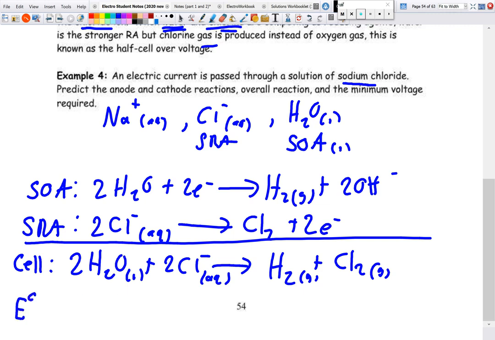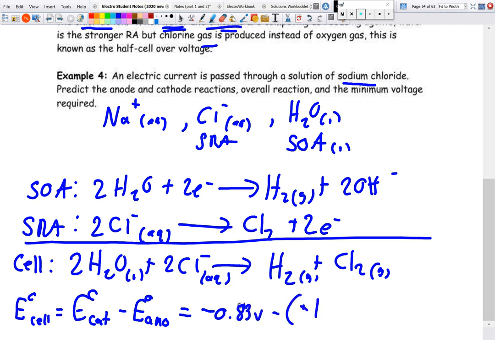And of course the cell, we go cathode minus our anode just like before, and of course we put in the values for our cathode and our anode. So our cathode, we know reduction happens at the cathode. That is our strongest oxidizing agent. So that is water, and if you look at your data booklet, it's negative 0.83 volts, and minus our chlorine 1.36 volts, and we're left with negative 2.19 volts. And that is the chloride anomaly.